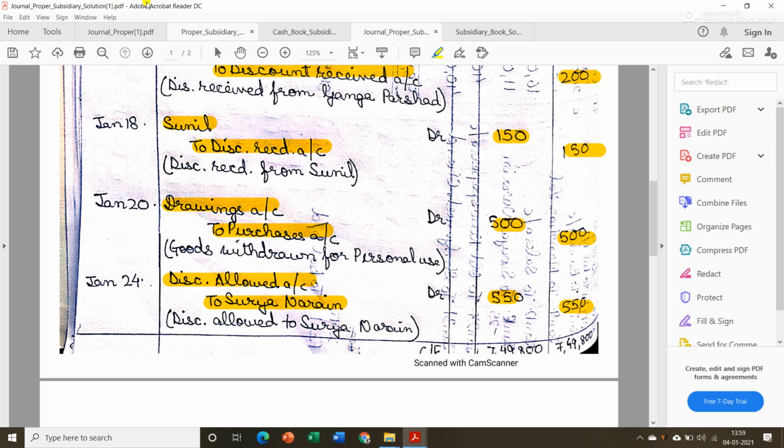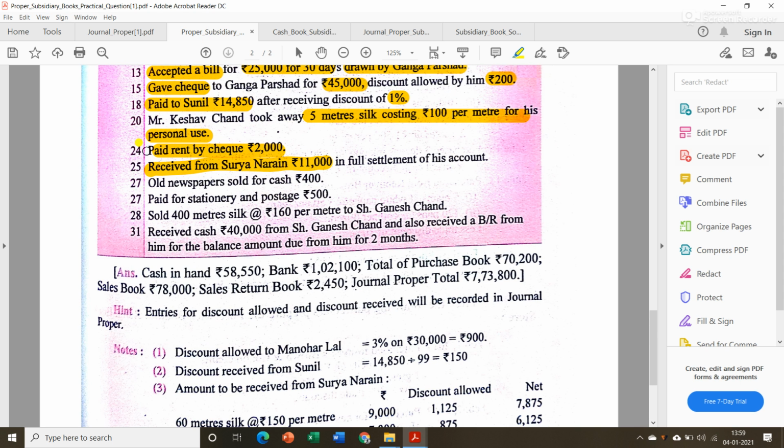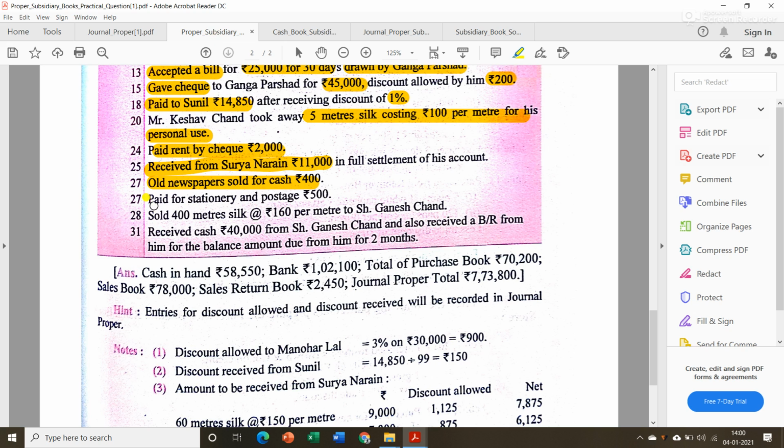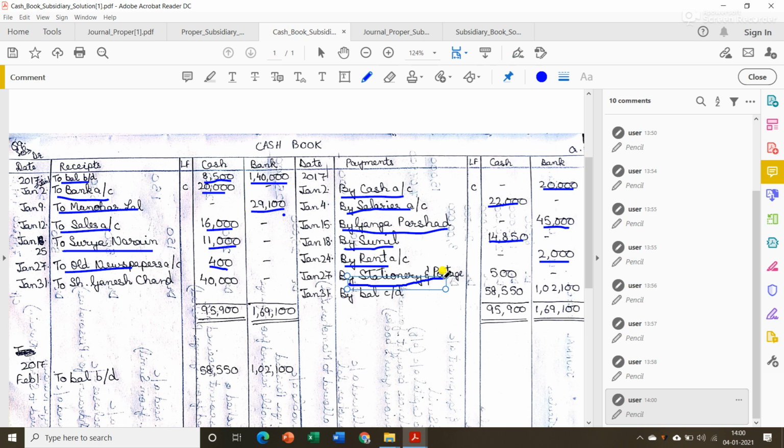Then next transaction we have on January 27, old newspaper sold for cash rupees 400. That means we sold some old newspaper and we received cash. That means cash book. Okay, to old newspapers rupees 400 in cash column. Then next on January 27 again, paid for stationery and postage 500. That means we paid 500 for stationery and postage. So again in cash book by stationery and postage rupees 500 in cash column.